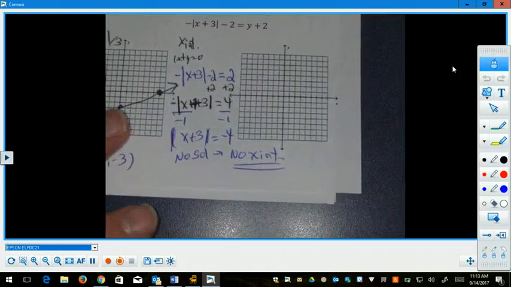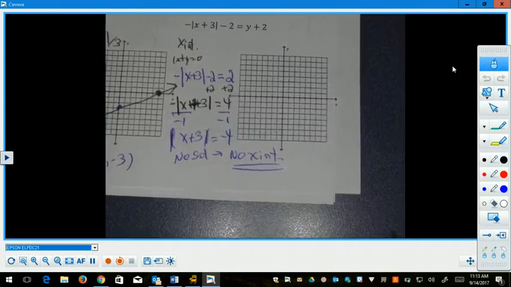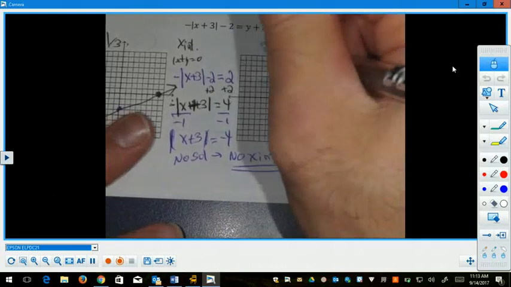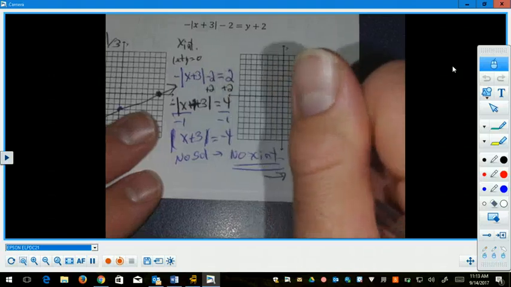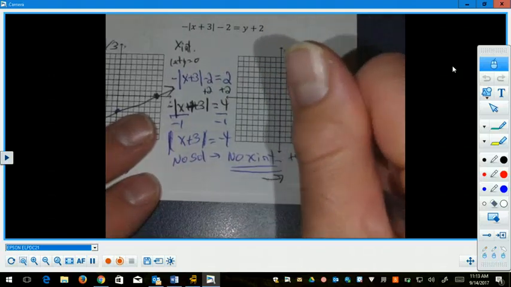Now I can still find the y-intercept, but is that going to give me my absolute value equation? So what am I going to have to do to make this equation, be able to graph it? Because of this, it is going to graph. It has a graph, but to graph this, I'm going to need to do what?